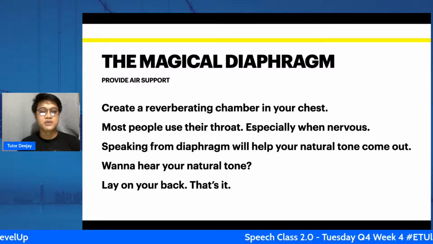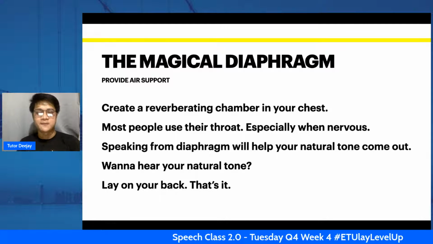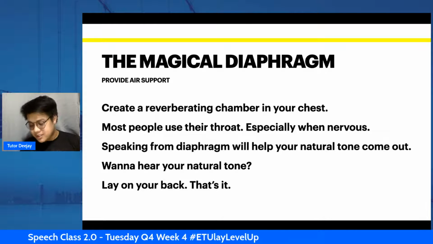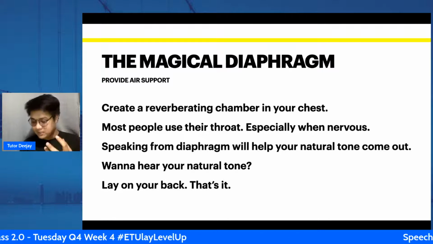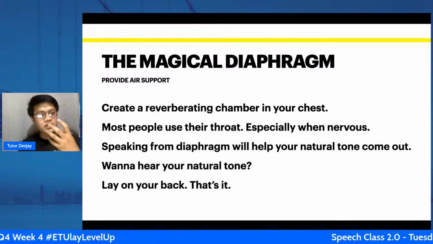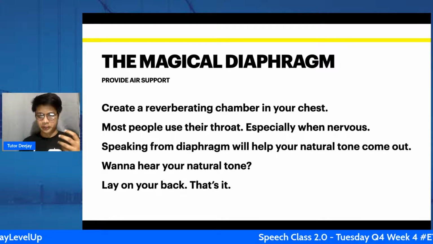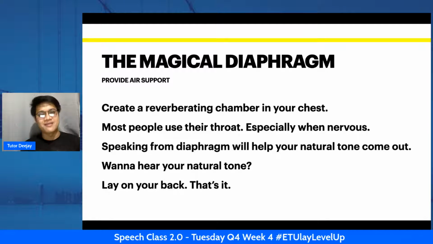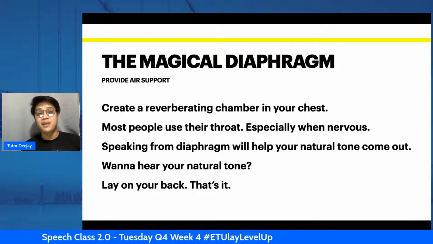Okay? Halimbawa, someone will speak, I will be reading the first slide, okay? Create a reverberating chamber in your chest. Well, it doesn't come out natural because you can see their faces. Right? Yung mukha niya, nakikita mo lang ganun. Ibig sabihin, he or she is forcing that deep voice in there. It's not natural. It's not coming out natural.